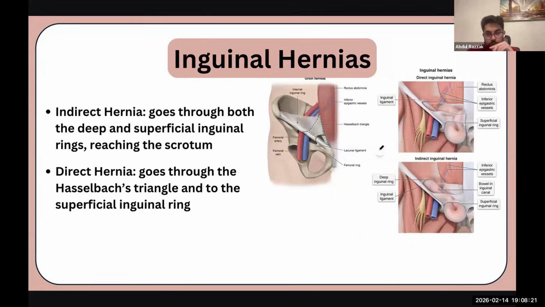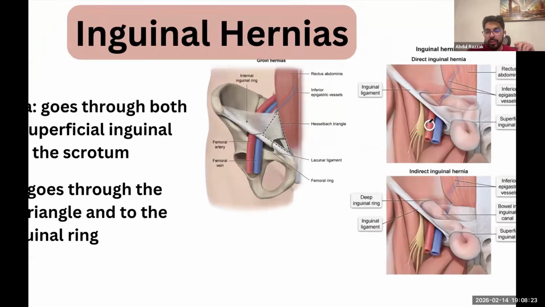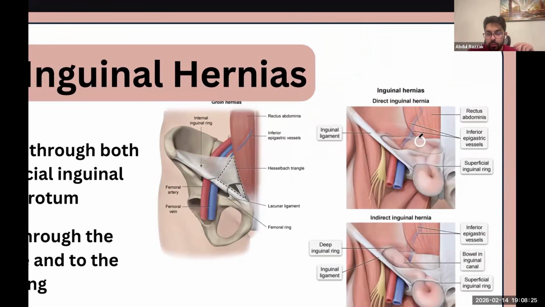And this is basically the two types of hernia. The first one is the direct inguinal hernia. You can see that it's going directly through the Hasselbalch's triangle. How do you know it's coming through the Hasselbalch's triangle? It's coming medial to the inferior epigastric vessels. So if you see a hernia and you want to know if it is coming inside Hasselbalch's or not, look if it is going medial or lateral to the epigastric vessels. In this case, it's going medially. So this is a direct inguinal hernia.